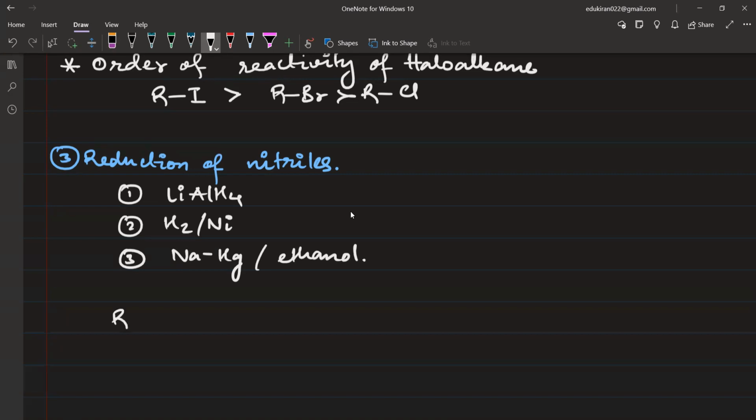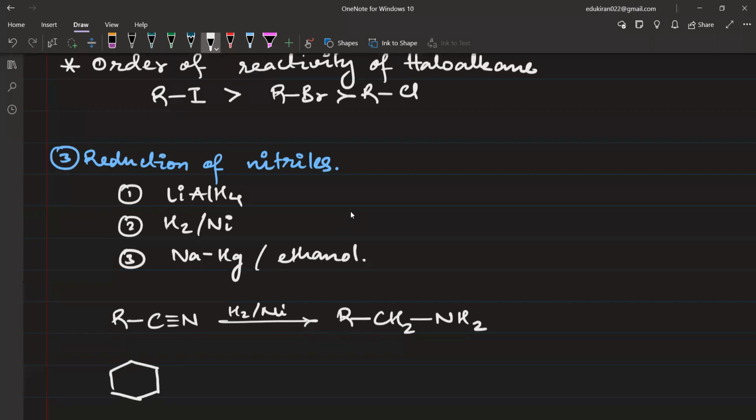And if you have R, C triple bond N, you react this with H2 in the presence of nickel, you will get R. This carbon atom will get 2 hydrogens, and this nitrogen will also get 2 hydrogens, CH2 NH2. This can also be used to get aniline. Not aniline, but I think it is going to be something different because we have a carbon atom here. No? C triple bond N in the presence of LiAlH4, you get CH2 NH2.